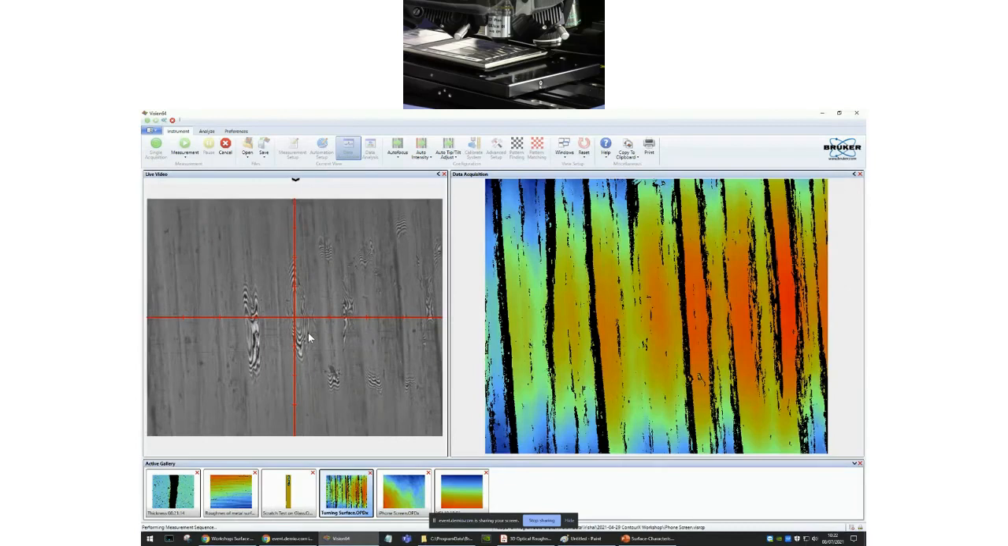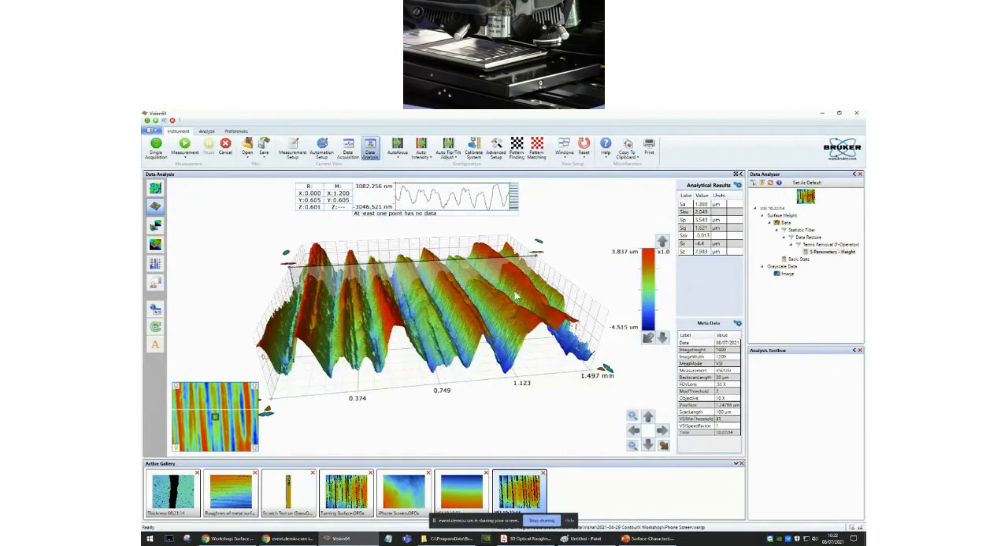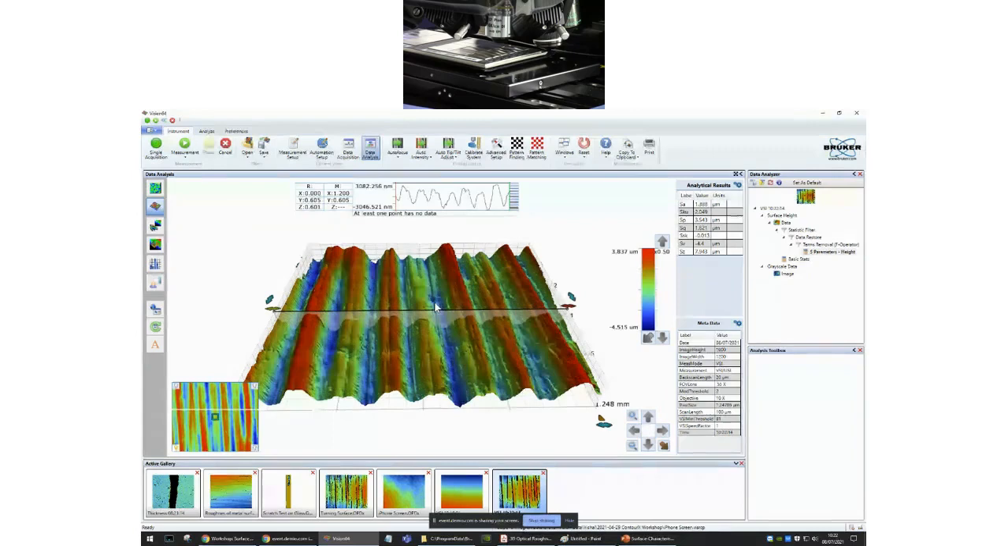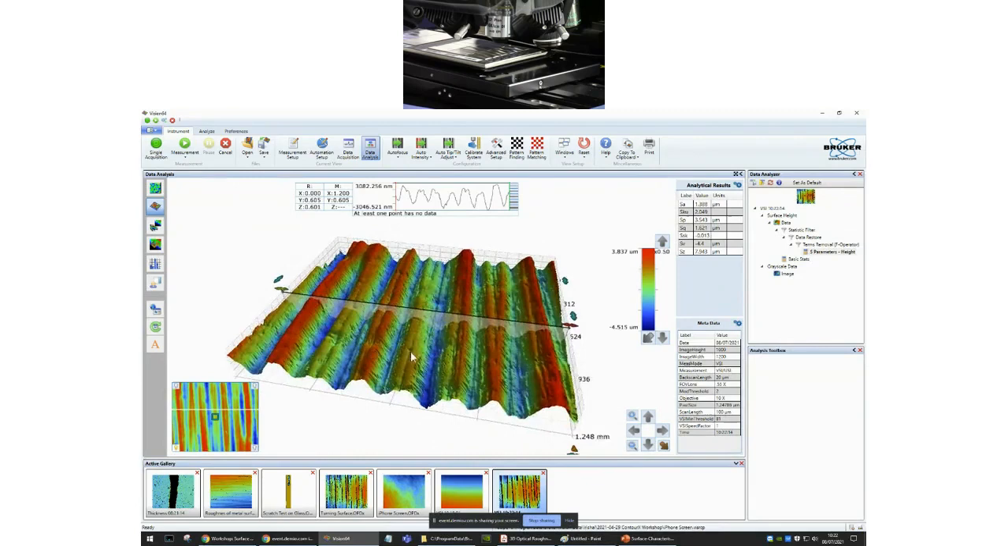And now again, it's processing data, and you see here, just within a few seconds, you can see what the surface looks like. In this case, my SA is 1.4 microns. So now we are basically three orders of magnitude higher in surface roughness, but it takes the same amount of time to measure either surface. And again, you have very high accuracy here because we're using an interferometer.